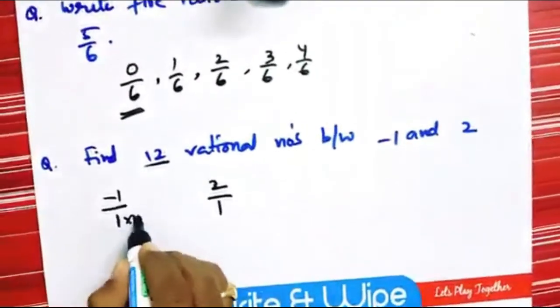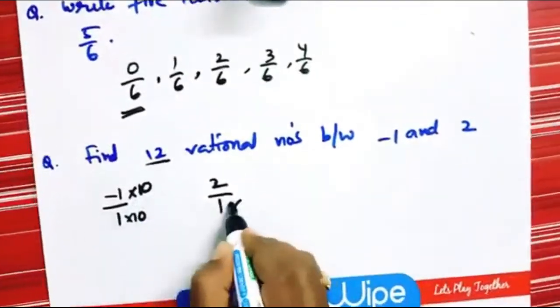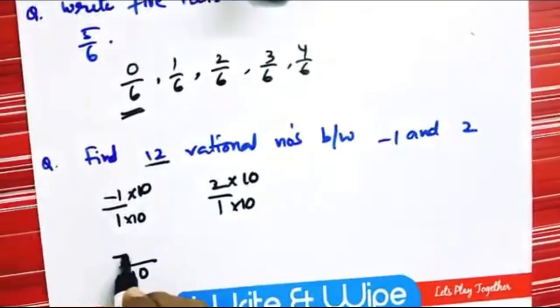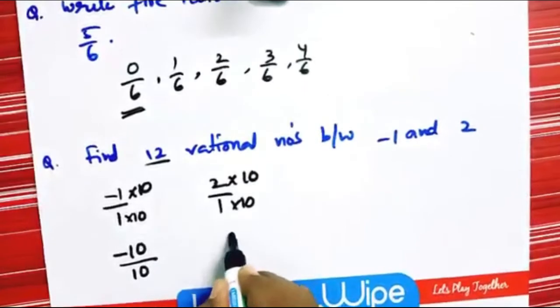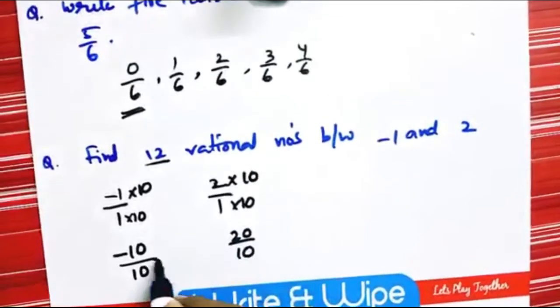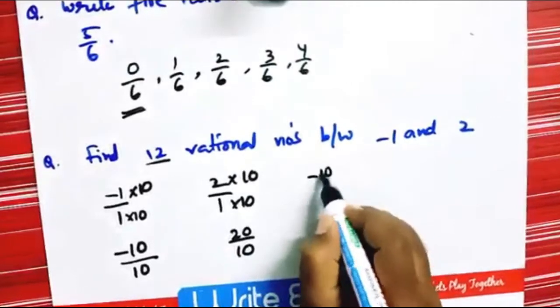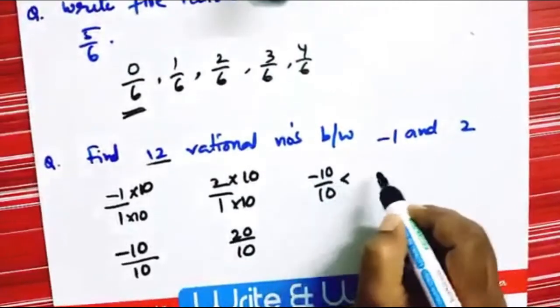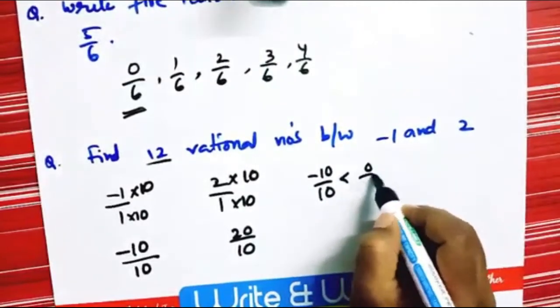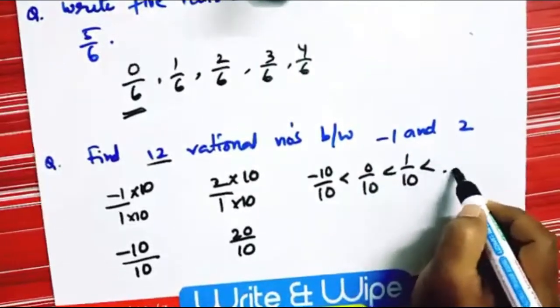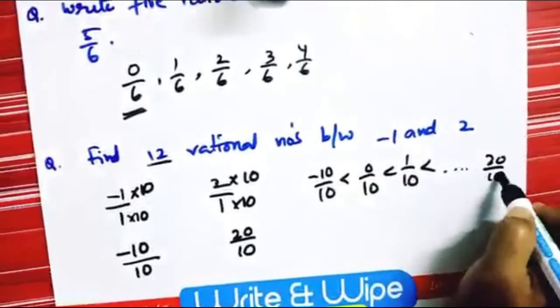So you should multiply with 10, then you will get minus 10 by 10, and this you will get 20 by 10. So you will get more than 12, that is the answer. So minus 10 by 10 less than 0 by 10 less than 1 by 10 less than, and so on up to 20 by 10.